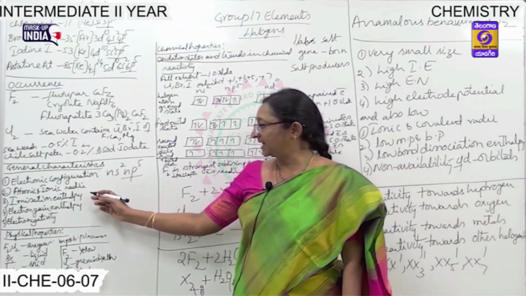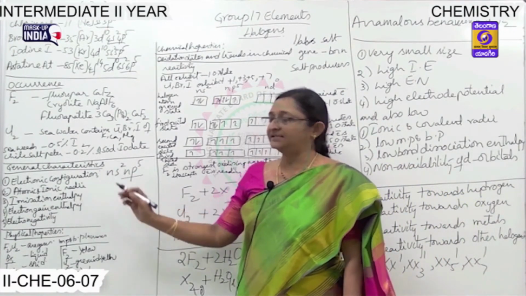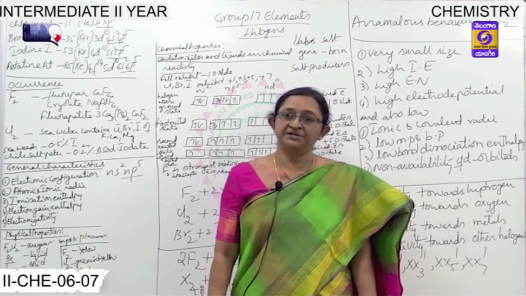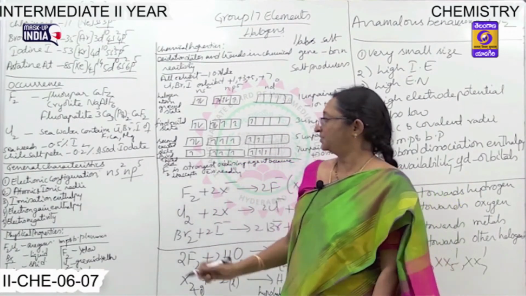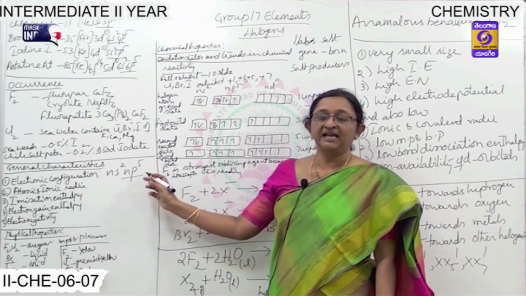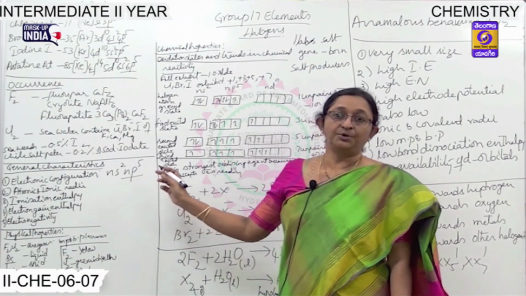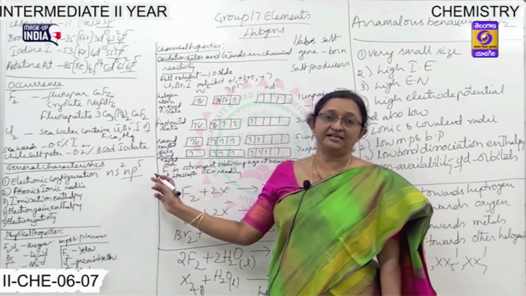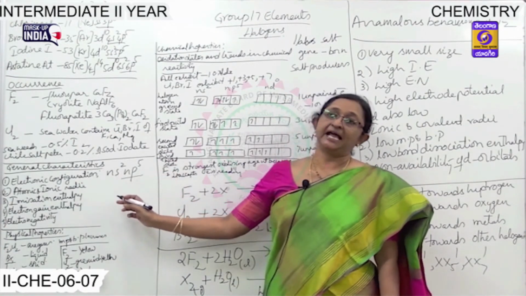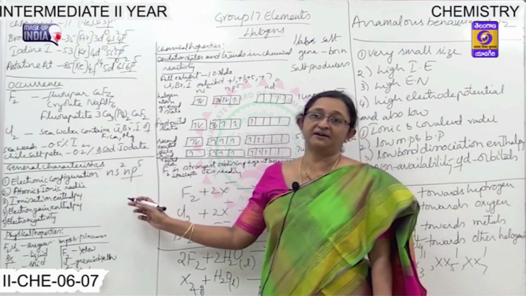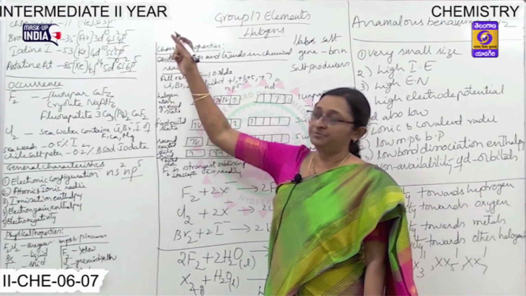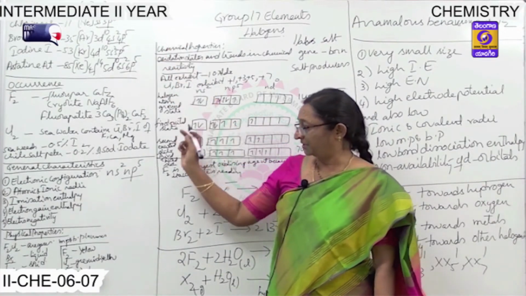Now let us move to the other general character, that is ionization enthalpy. What is ionization enthalpy? It is the energy required to remove an electron. When you look at the general configuration of these halogens, they require only one electron. So to take out one electron is very, very difficult and they don't give it either. So the ionization enthalpy values of these halogens are very, very high. At the same time, it decreases from top to bottom.